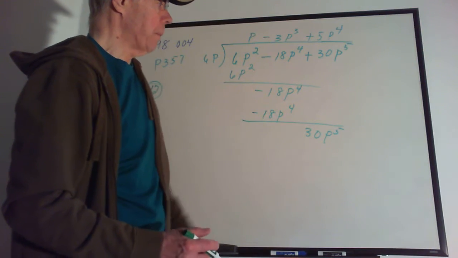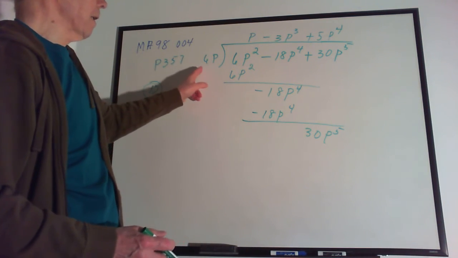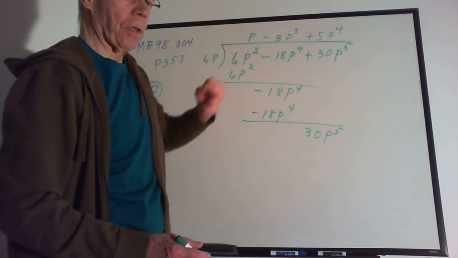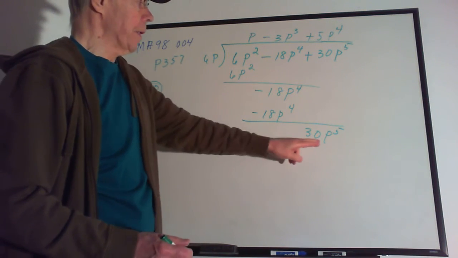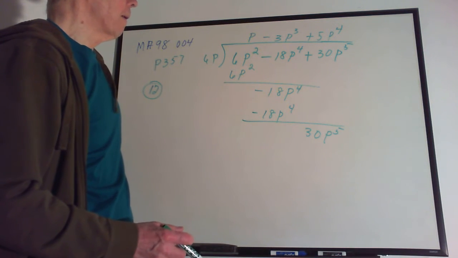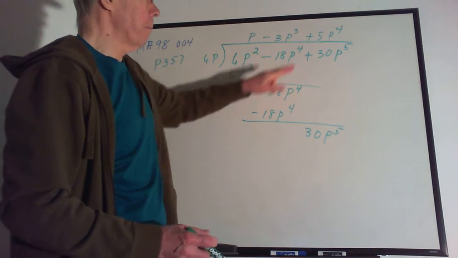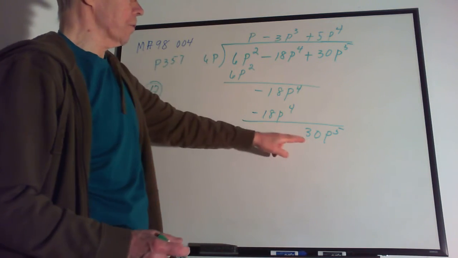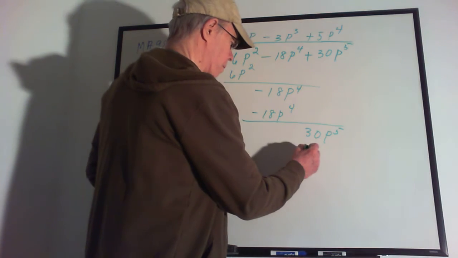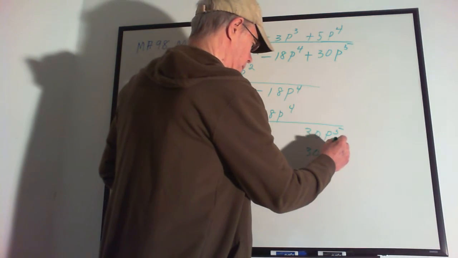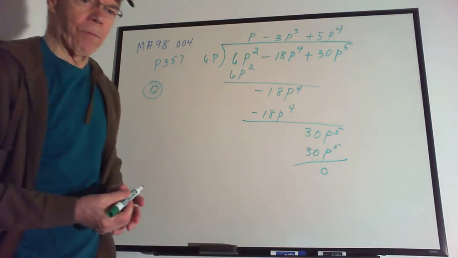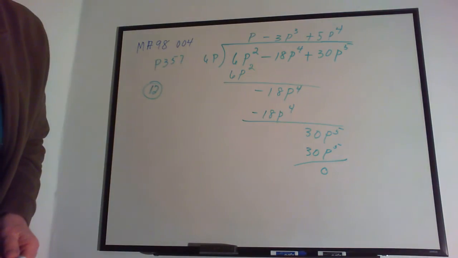Bring down my 30p. 30 divided by 6 is 5. It's a positive divided by a positive, so it's going to be a positive. P to the fifth divided by p is going to be p to the fourth. All right, multiplying back out, 5 times 6 is 30. P to the fourth times p is p to the fifth. And I have 0 for an answer. I don't have what we call a remainder.